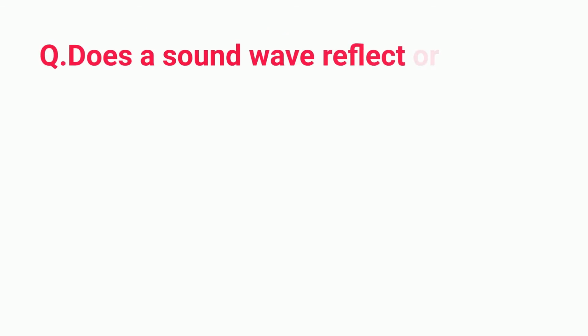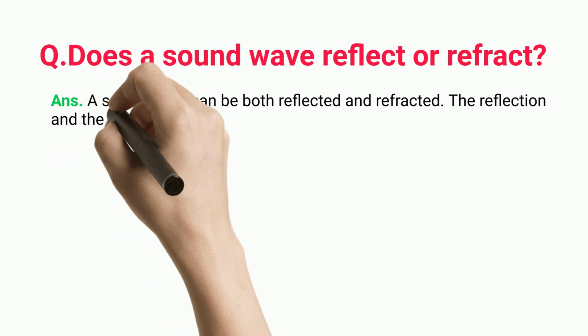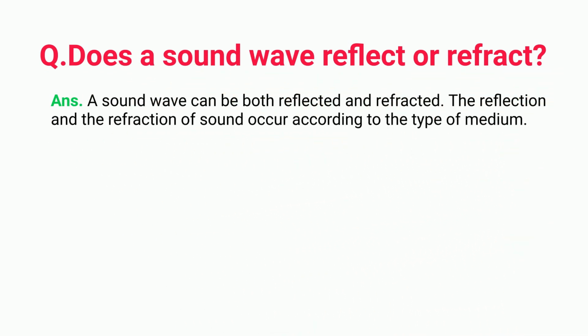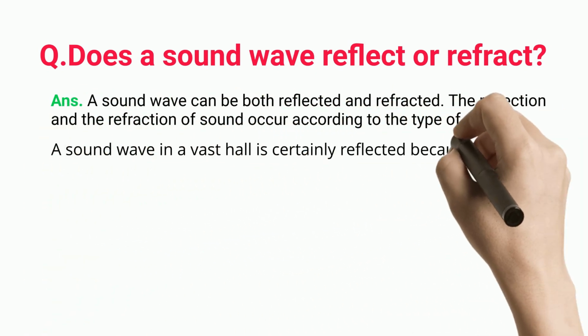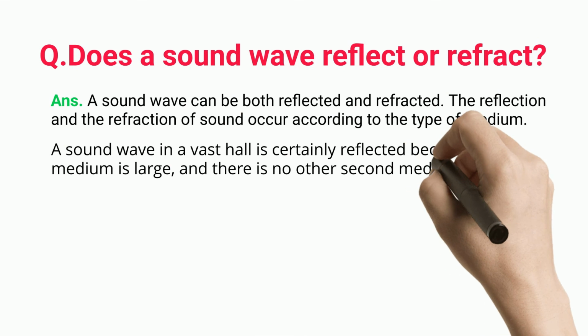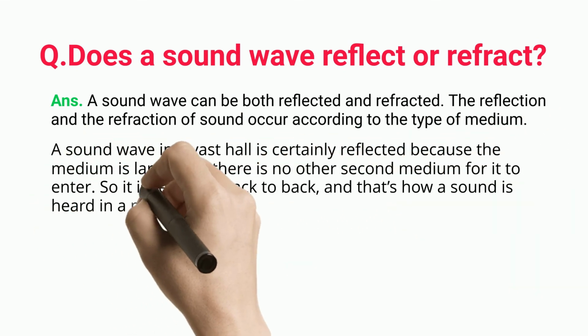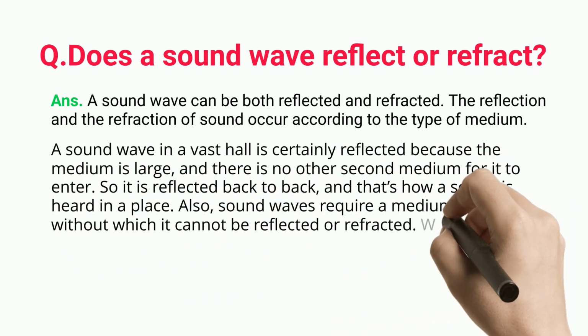Does a sound wave reflect or refract? A sound wave can be both reflected and refracted. The reflection and the refraction of sound occur according to the type of medium. A sound wave in a vast hall is certainly reflected because the medium is large, and there is no other second medium for it to enter. So it is reflected back and forth, and that's how a sound is heard in a place.